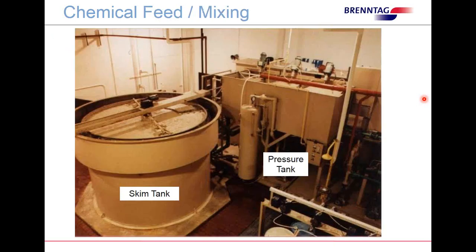So let's talk a little bit about chemical feed and mixing. Here we have a typical system. We have the pressurization tank, we have the skim tank, and right down here is the pressure release tank. So the water comes through here into the DAF, the skim tank. This is the pressurization tank. And in this area is where the pressure release valve is, and the two are mixed together and come into the DAF.